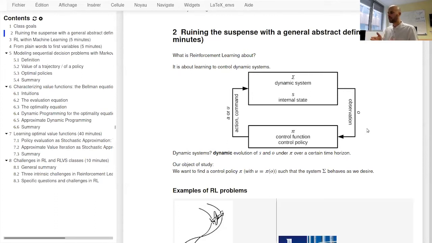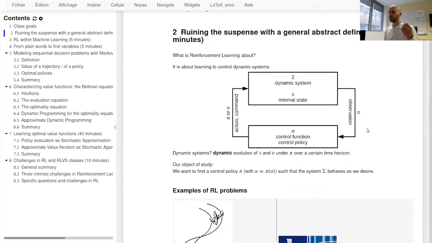So we're in a discrete time step framework. At every time step, the system issues an observation that is fed to a control function, a control policy, which we will write pi along the way. And this control function or control policy decides on an action or command, A or U, that we will input to the system that will change the state of the system and the process will repeat.